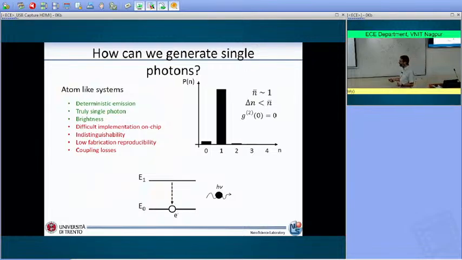If we look at the statistics of the emission, the probability of getting 1 photon in the photon state is extremely high. We only have 1 photon. The probability to have more photons is negligible. Why is it negligible? Because we have only 1 electron that transits here. So the transition is only from 1 electron. Okay?